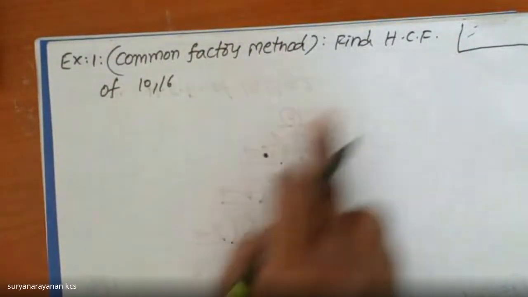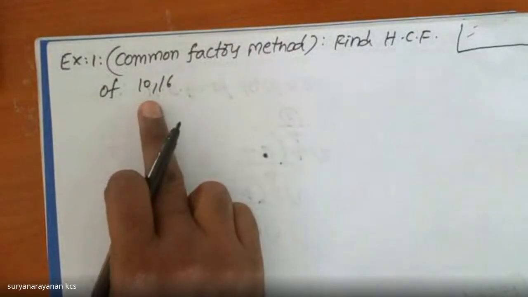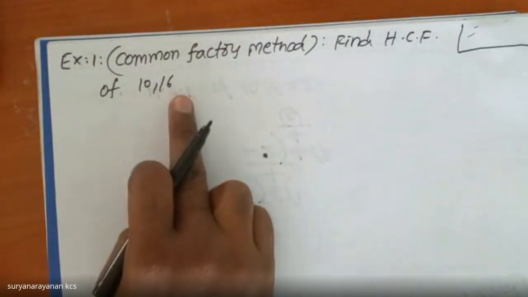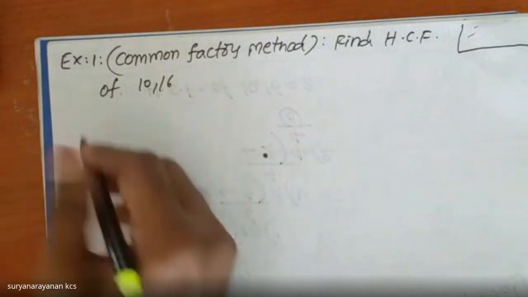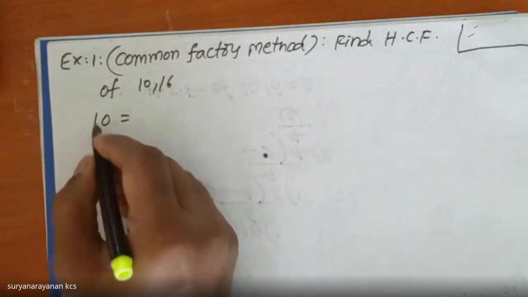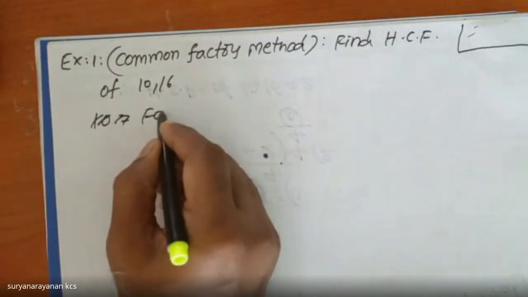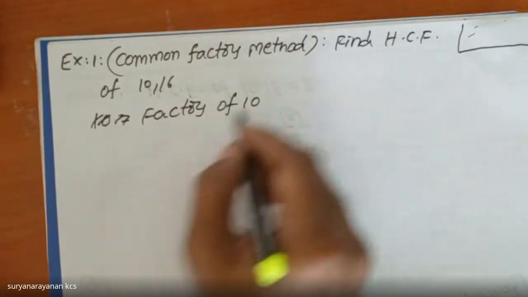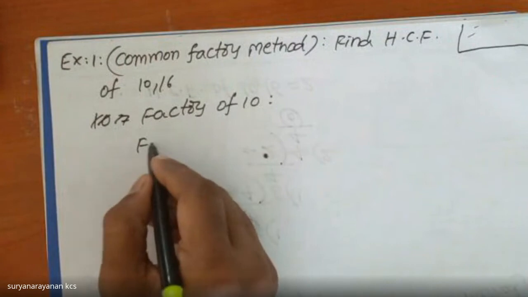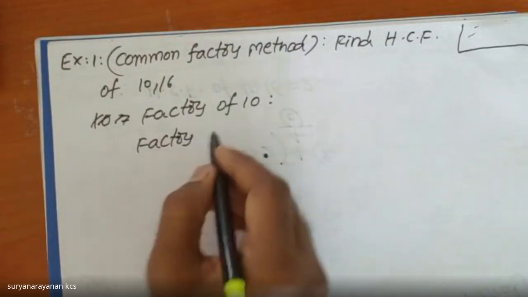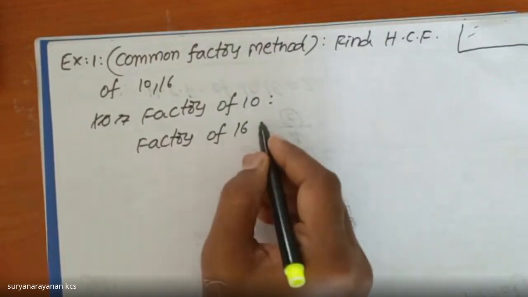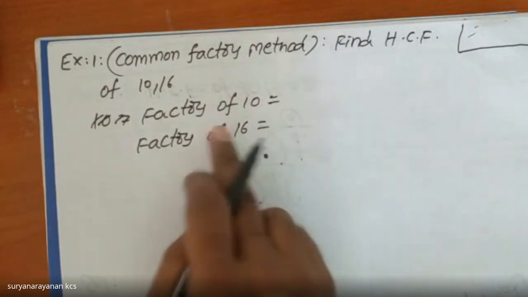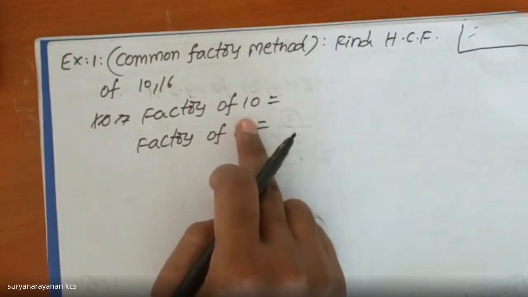Here I am going to find the HCF of 10 and 16 for the same numbers. So we have to write the factors of 10 and the factors of 16. Can you tell me what are the factors of 10?